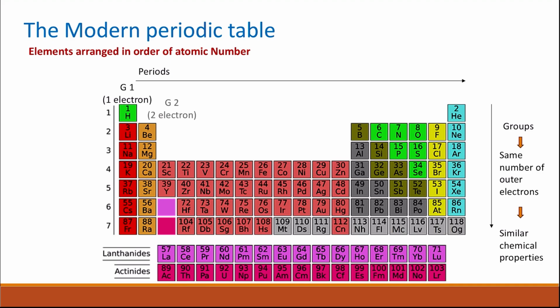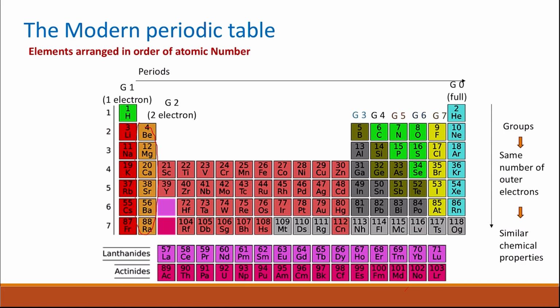The second group is group 2, and all of the elements in group 2, in the second column, have 2 electrons in their outer shell. As we move on, we have group 3, 4, 5, 6, 7. And you can just look at which group the element is in, and then you can predict or know how many electrons are in the outer electron shell.